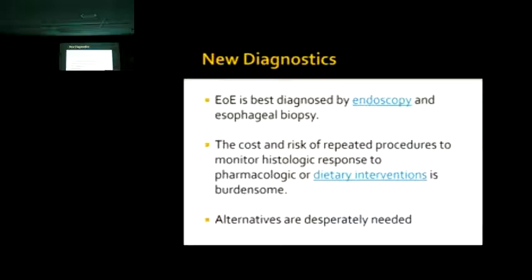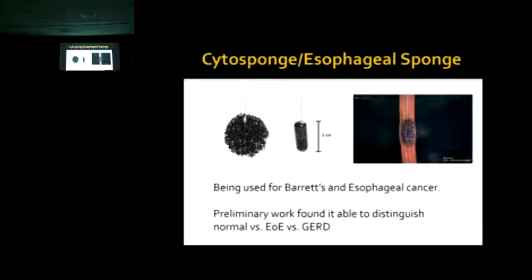This is one of the reasons that I don't really engage too terribly much with the EoE patients, because I can't do any of this stuff, so I can't really guide treatment. And so it's a little bit of a frustrating disease for me. But if there was some other way that I could figure this out, it would be great. And so people have been working on this for years. And so far, nothing has come forward into the mainstream, but there's a couple of proposals. This is called the Cytosponge, or esophageal sponge.